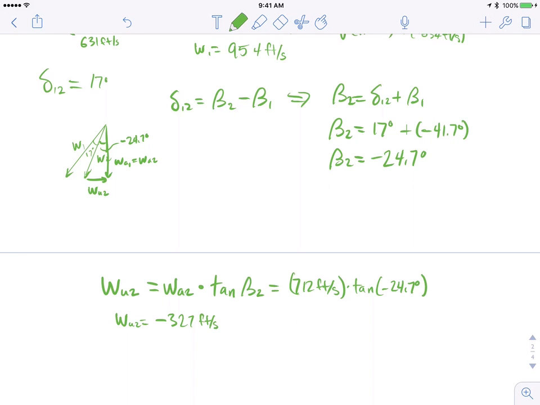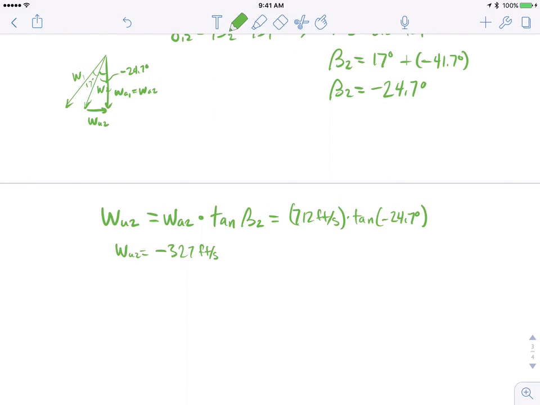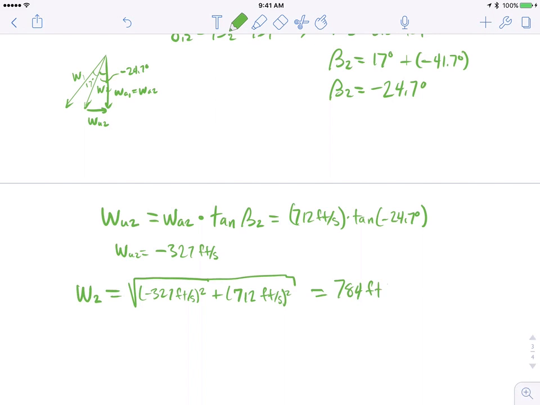From this, again, we can calculate the absolute magnitude of our outlet flow velocity. It's again the square root of our components, since we've got a right triangle. So we're going to have minus 327 feet per second squared plus our axial component 712 feet per second squared. So the magnitude of our outlet velocity is going to be 784 feet per second.